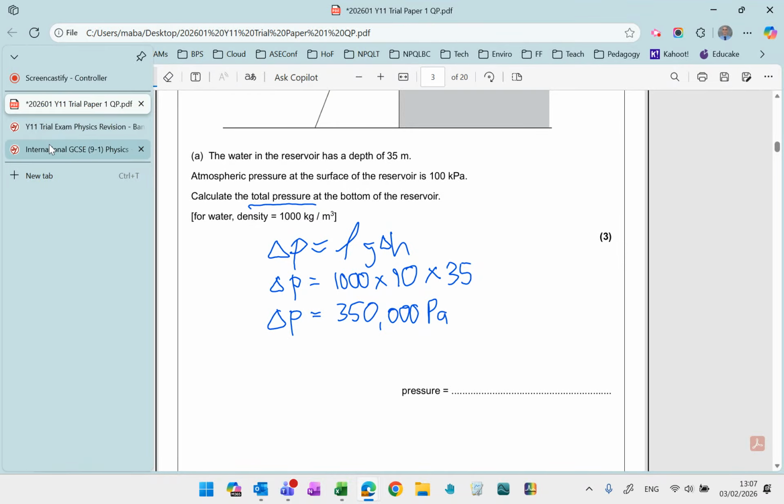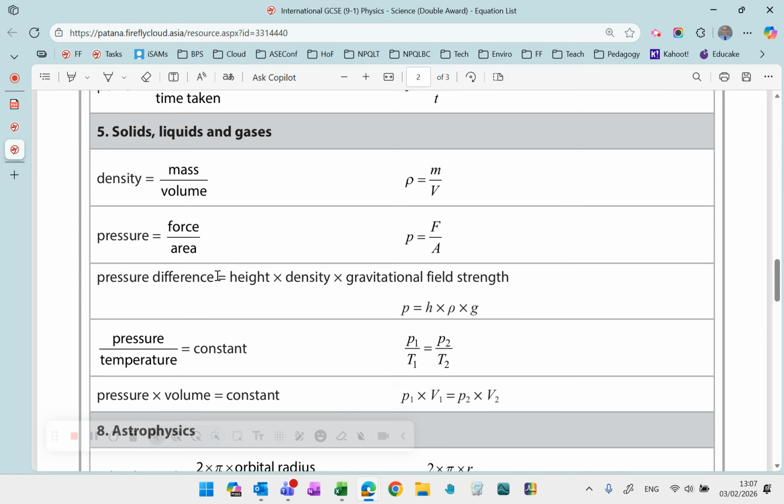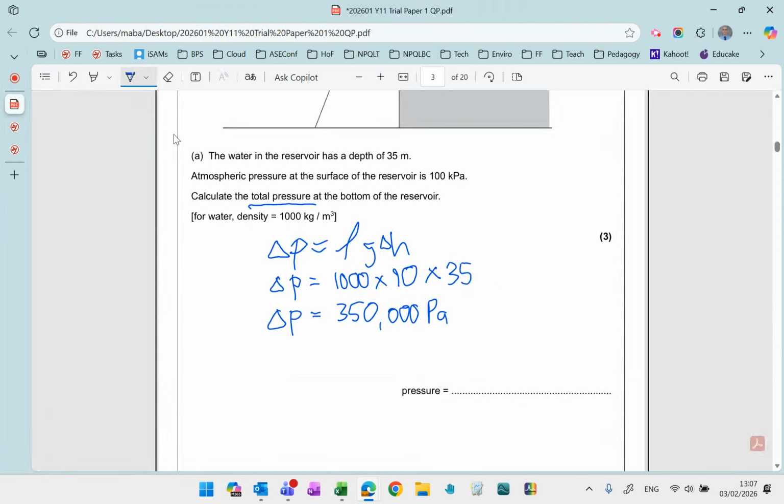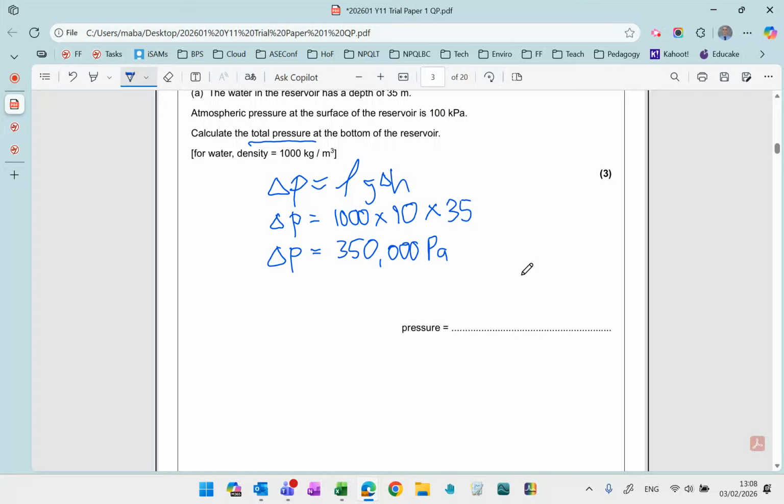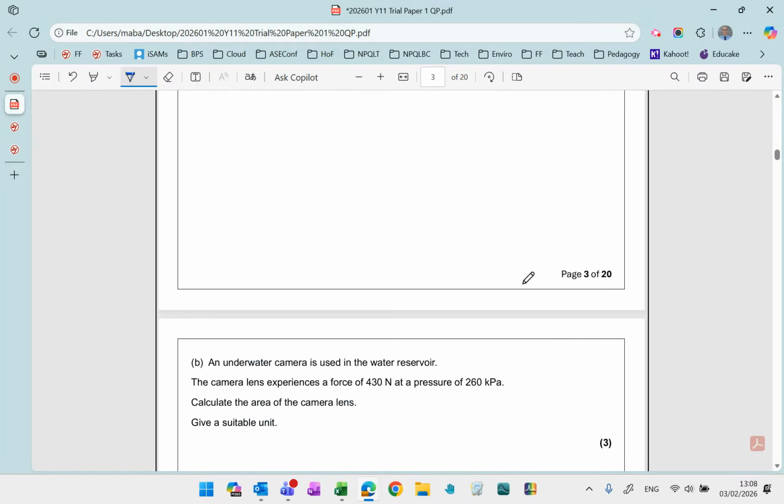All right, but okay, let's go back to the formula booklet. Look, you can see that this is the important bit. This is the change in pressure, right? Whereas the question is asking you for the total pressure. So what we've just found out is that the pressure due to this water column is the 350 kilopascals. Okay, but you've also got an additional 100 kilopascals from the pressure at the surface. So to find the total pressure, you've got to add those two together. Okay, so the total pressure is 450 kilopascals.